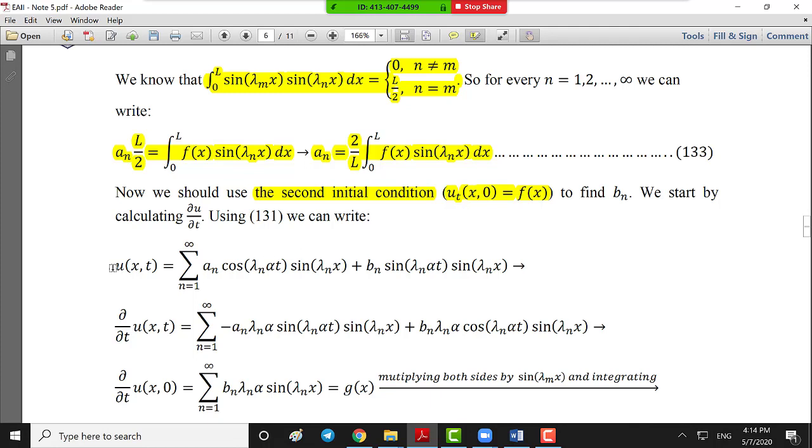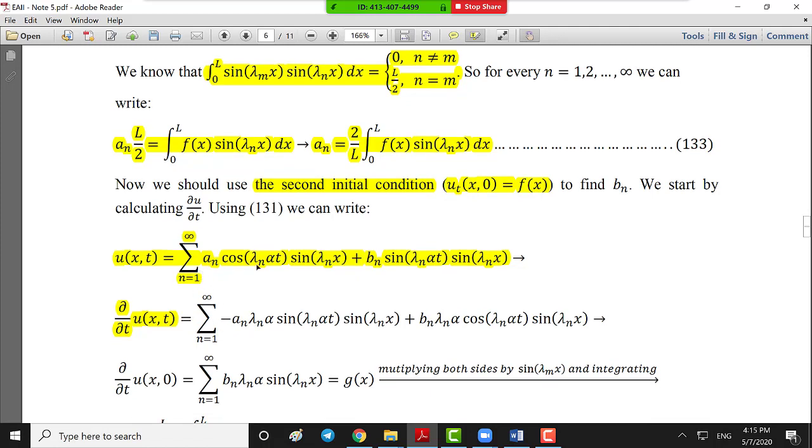Now, u of x and t was equal to this. This was our conclusion at the end of step 2. This means that the partial derivative with respect to t of u is equal to what? It is equal to sigma n from 1 to infinity. Now we have to differentiate this with respect to t. We consider x to be a constant. We're going to have minus lambda n alpha sine of lambda n alpha t, and here we're going to have lambda n alpha cosine of lambda n alpha t. So the derivative of this sigma is going to become this sigma, right?